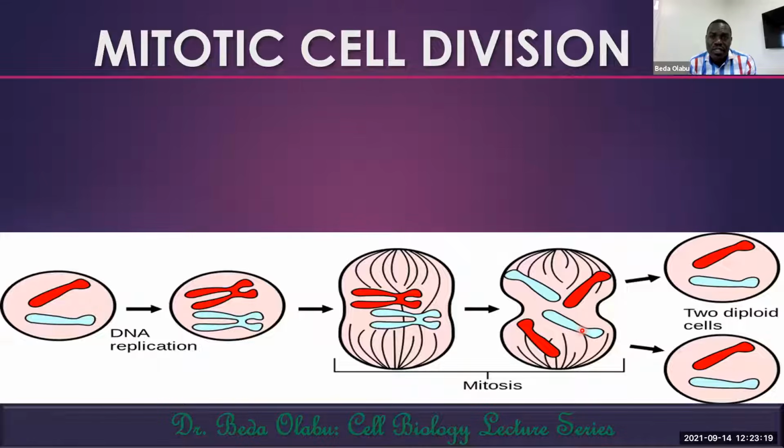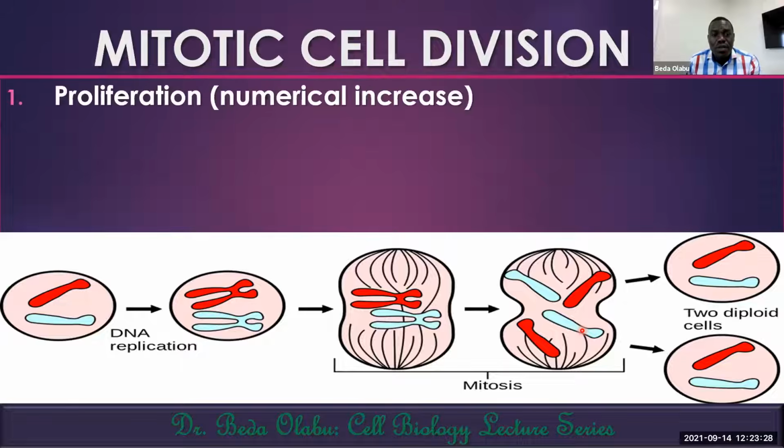So why do cells undergo mitotic cell division? One, because we desire to achieve a numerical increase in the number of cells. Think about blood cells in your bone marrow. We just want numbers and numbers, and faster for that matter. So when you want numbers faster, mitosis is a good way of increasing the number of cells. We just want it for proliferation.